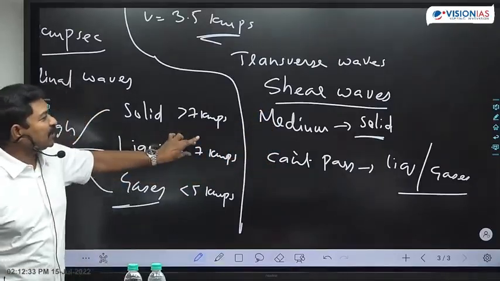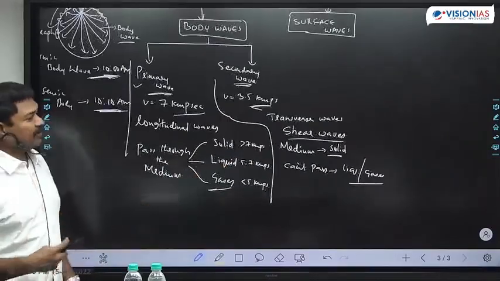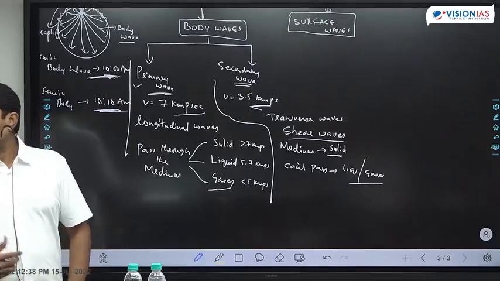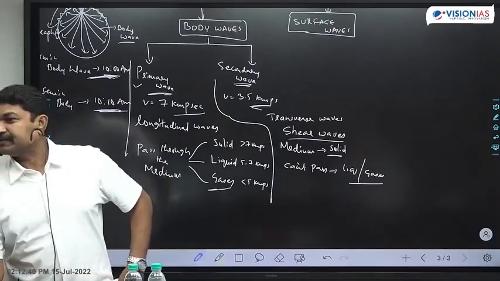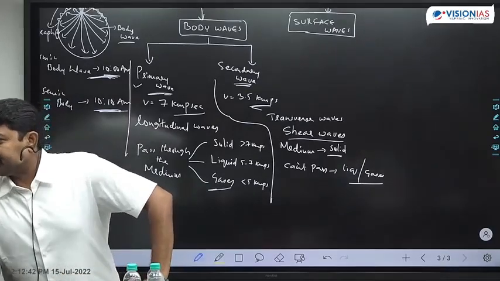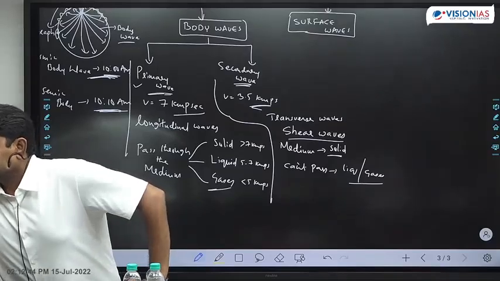These are all the properties of P waves and S waves. Come on, write down the properties of P waves and S waves. Give the heading as seismic waves. Come on, write down.